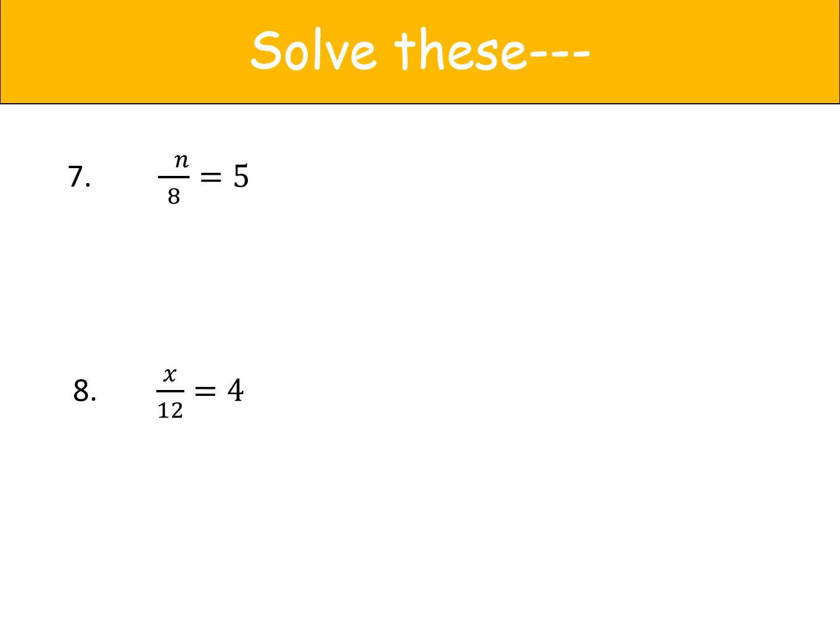Next we have n over 8 equals 5. Now this is my pronumeral. I want to find this value. I have to remove this 8 from here. Because it is dividing n, the inverse of division is multiplication. So I multiply 8 to both sides. This 8 and 8 will cancel and n equals 40.